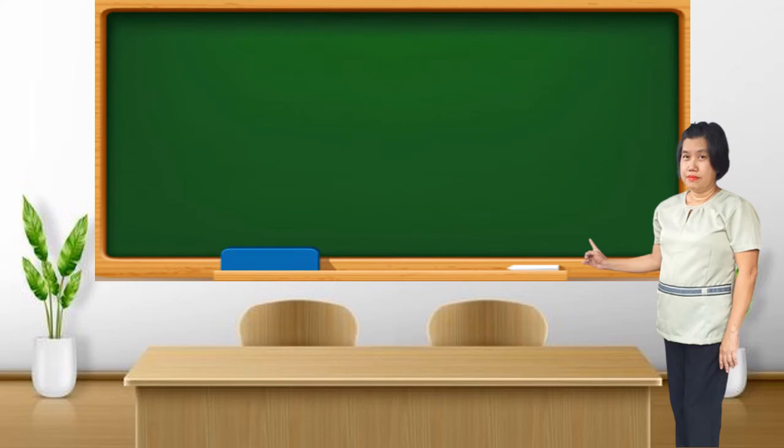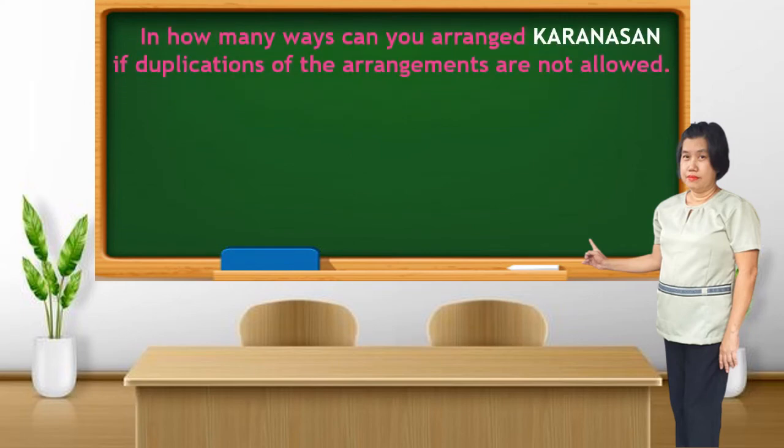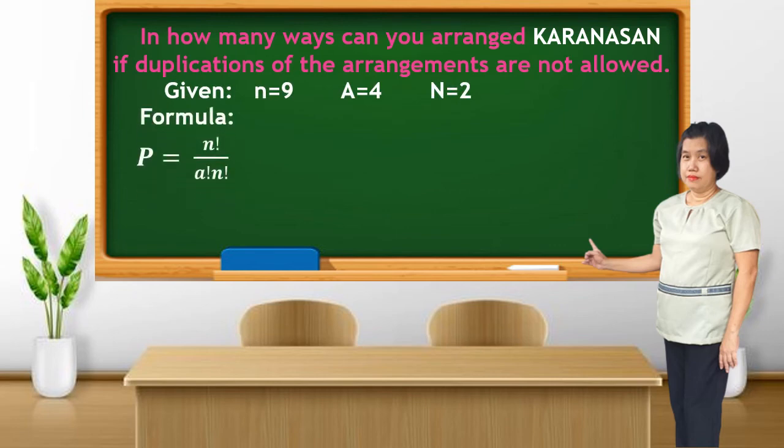Let's have the last example. In how many ways can you arrange karanasan if duplications of the arrangements are not allowed? Let's have the given. N equals 9, A equals 4, N equals 2. Substitute in the formula: P equals N factorial over A factorial, N factorial, equals 9 factorial over 4 factorial, 2 factorial.